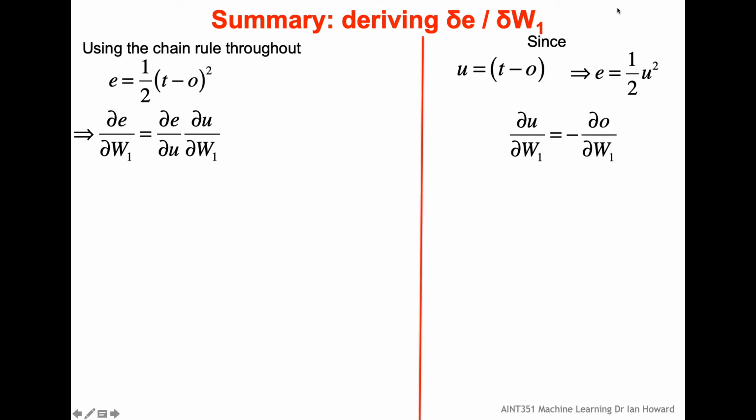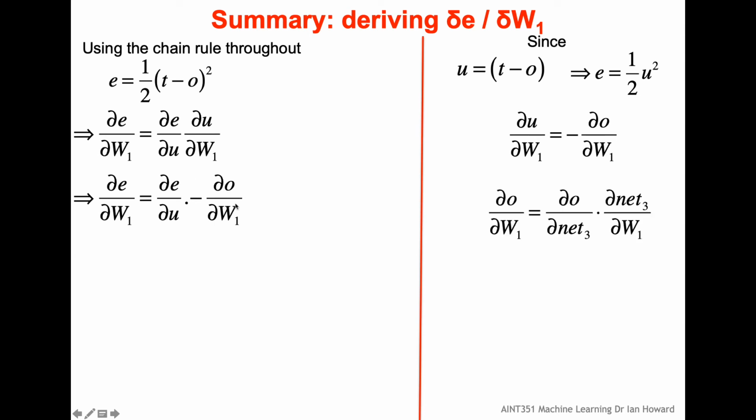Okay, and just like we did last time, we can evaluate du/dW1. Last time it was du/dW2. First term is a constant with respect to W1, so it disappears. Second term is going to depend on W1, so we can't just ignore it. So we're just going to first of all write it down as we have to take the derivative of output with respect to W1, and obviously there's a negative sign there. So we substitute in du/dW1 into our expression here, and we're getting slowly towards the solution.